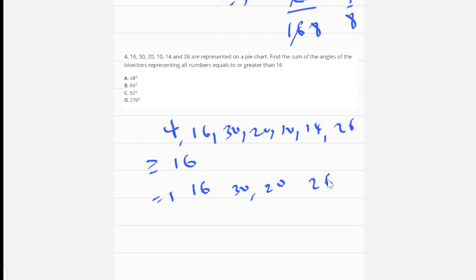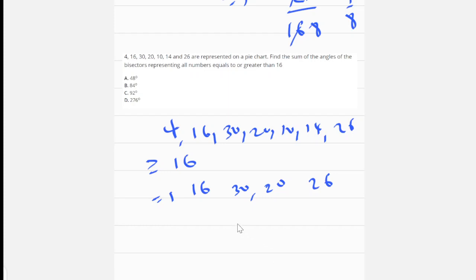So what you have to do is, the question has to find the sum of the angles of the sectors representing all numbers equal to this. If you want to find each sector of a pie chart, that is theta equals each sector divided by the total sector, everything multiplied by 360 degrees. I hope that is cleared.